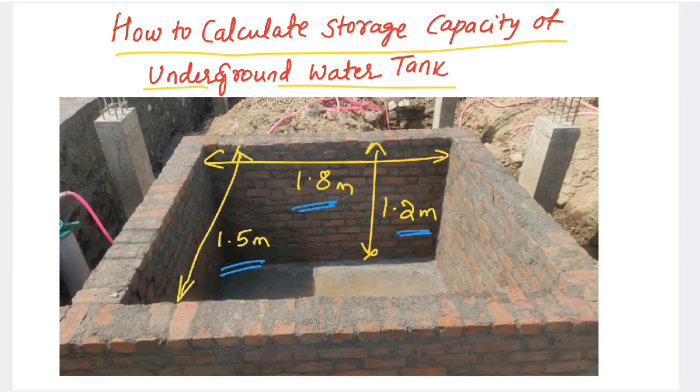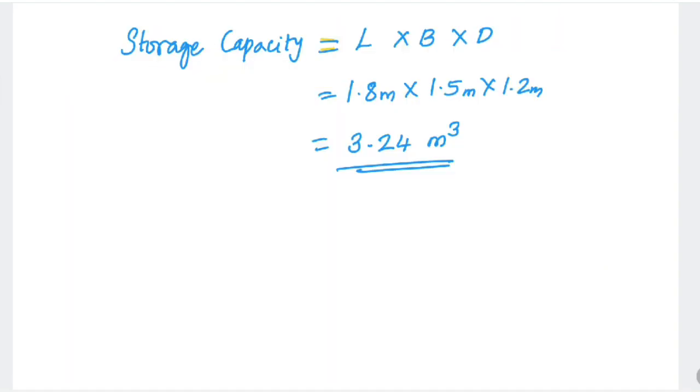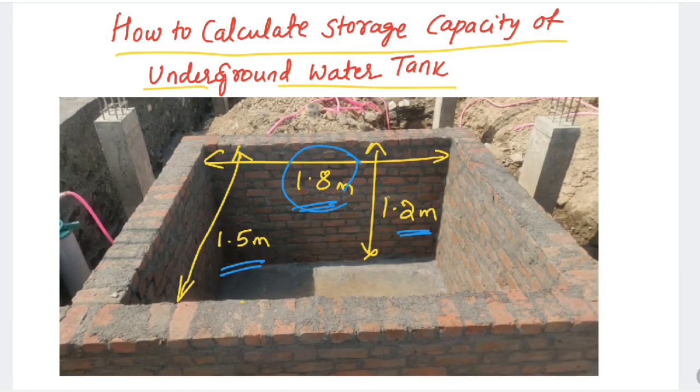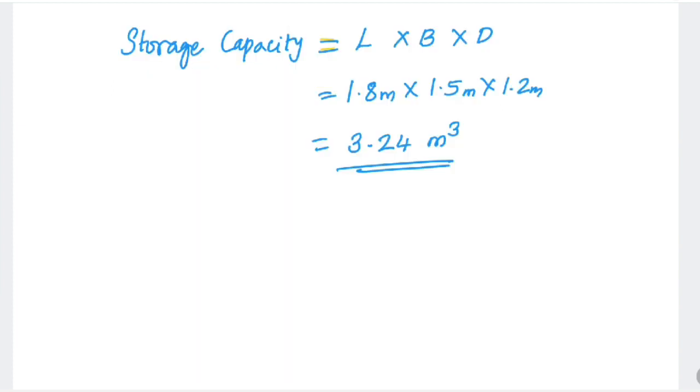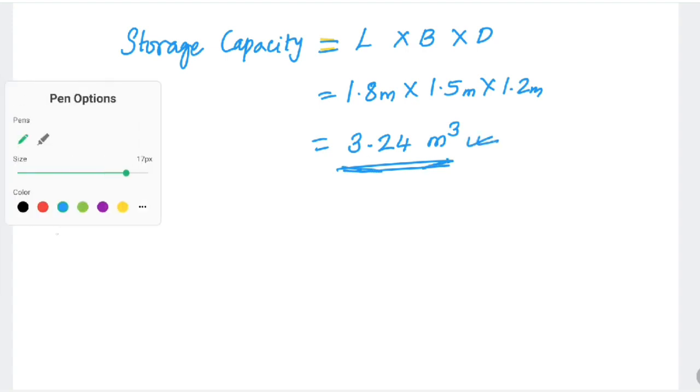The dimensions of a real tank may be a little bit different, it may be more than 2 meter. Here we have only taken an example. These are the imaginary dimensions I have taken here for the calculation. So the inner volume of the tank is 3.24 meter cube.